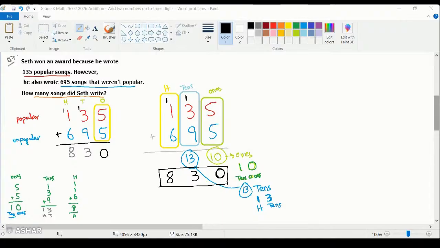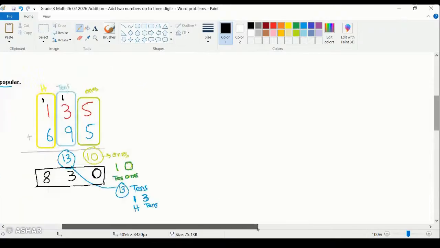The next question says, bee workers are counting the number of bees in the hive. Let's do question number 8.